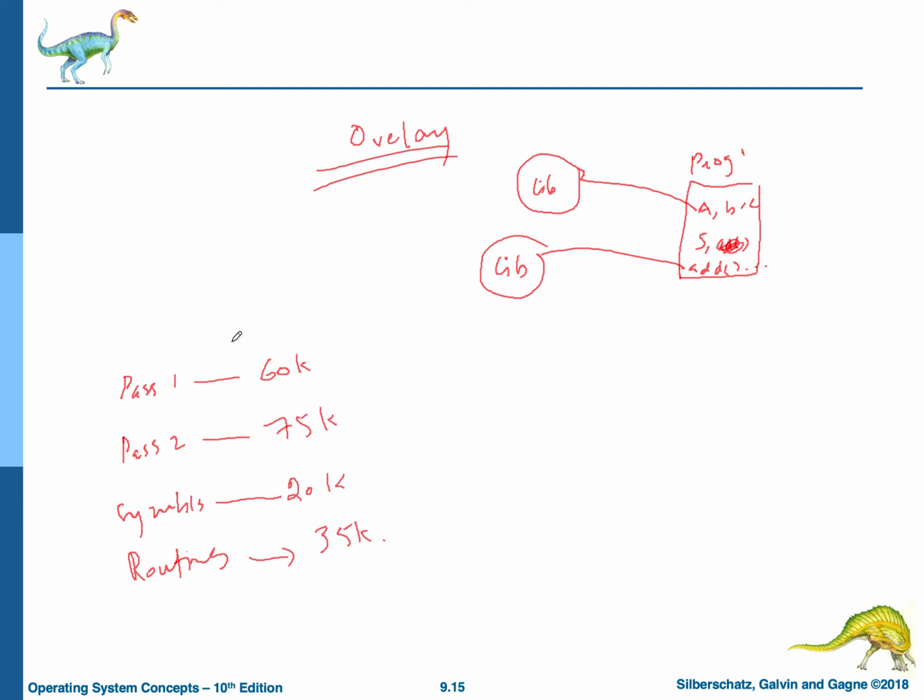So this is the total memory needed for running this program in 2 passes. If we sum up this memory, 35 and 20 is 55, plus 60 is 115, plus 75 is 190, let's say 190k. We need a total of 190k of memory to execute this program for 2 passes. So how does the overlay help?